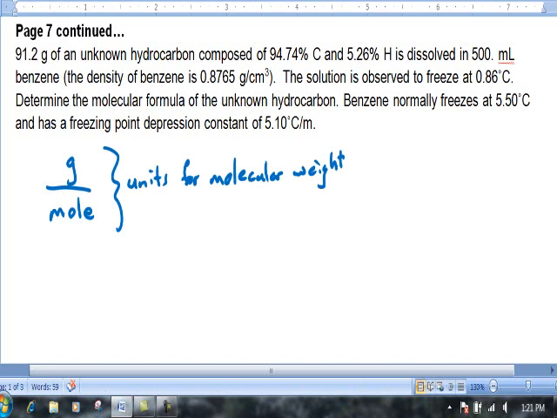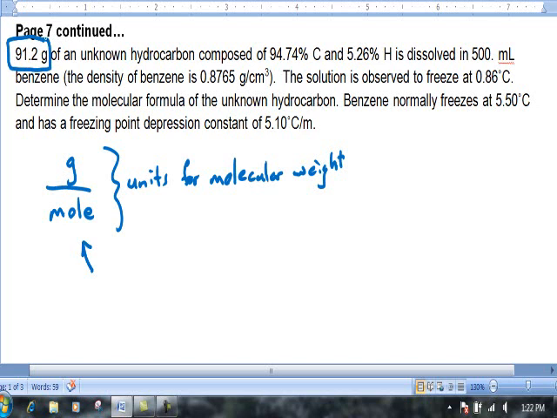One of the things we're going to have to figure for this problem is what's the mass of 1 mole of the compound in order to determine the molecular weight. Molecular weight is measured in grams per mole. So there's two things we're going to need, the grams and the moles. Now we're given the grams of our solute, the 91.2 grams, so we need to determine the moles.